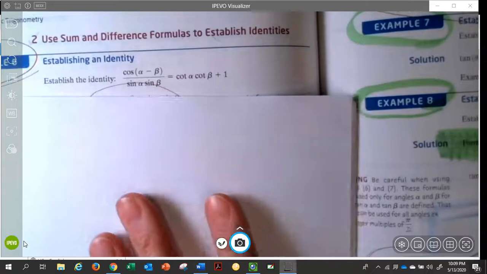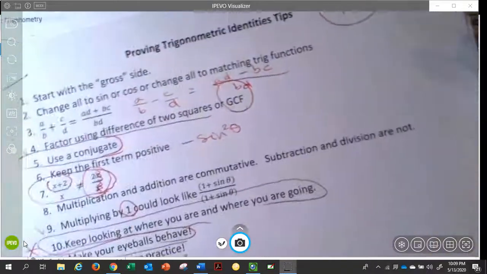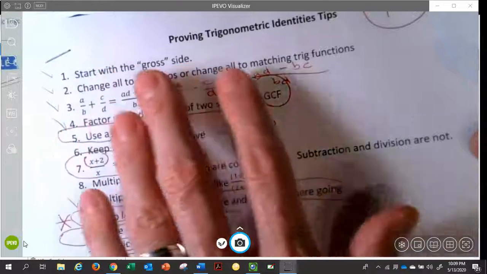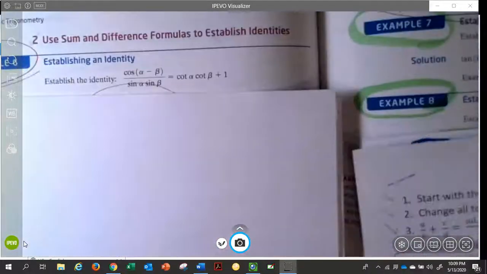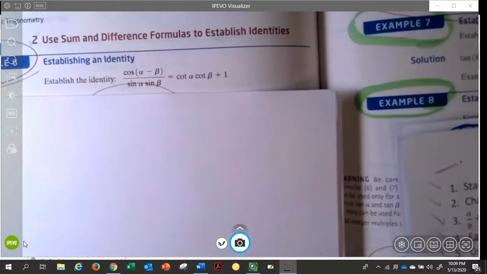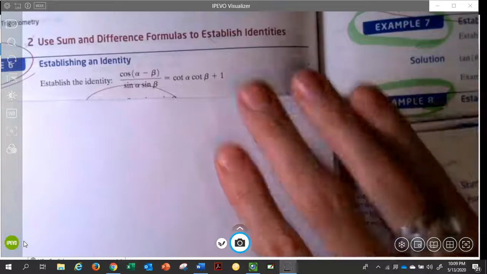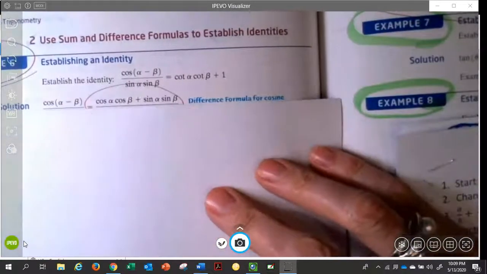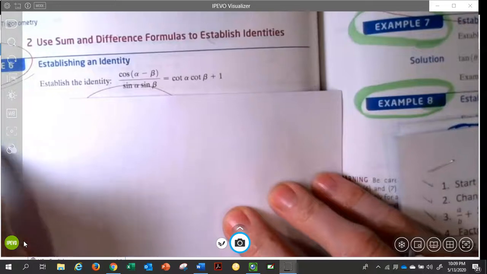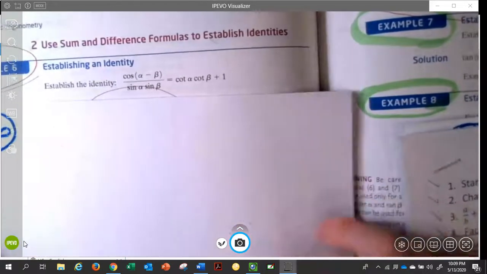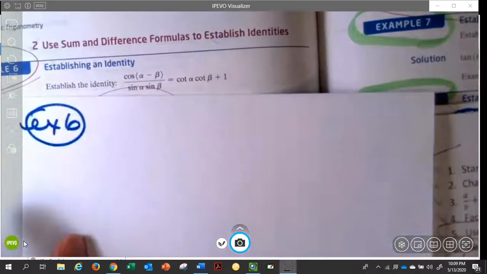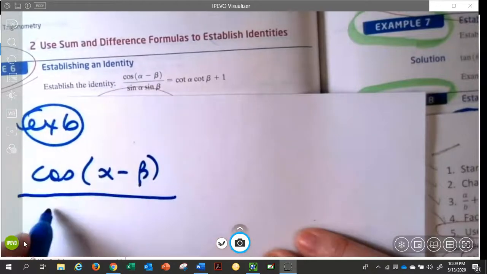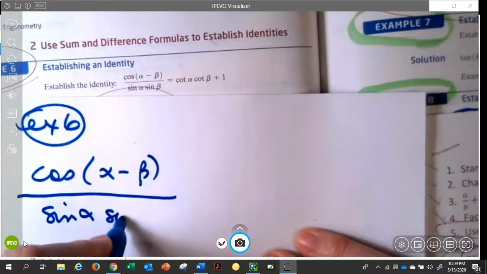And so starting with 6, I'm going to bring this page back up from my memory, and I'm going to be thinking. I want to start with the gross side. Some of these things I'm starting to put in my brain as tricks, tips that I can use when working on these identities. And so right here, we are looking at example 6. And with example 6, it is cosine alpha minus beta, over sine alpha, sine beta.